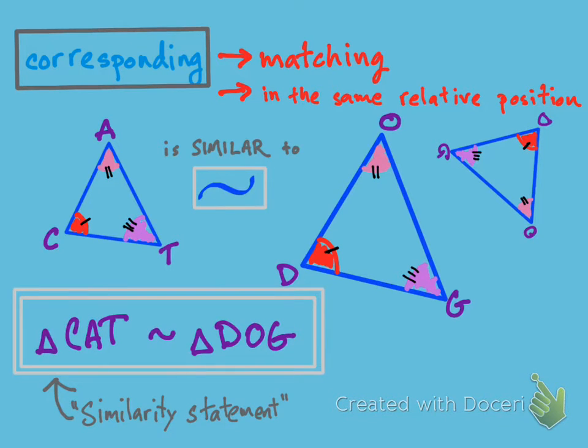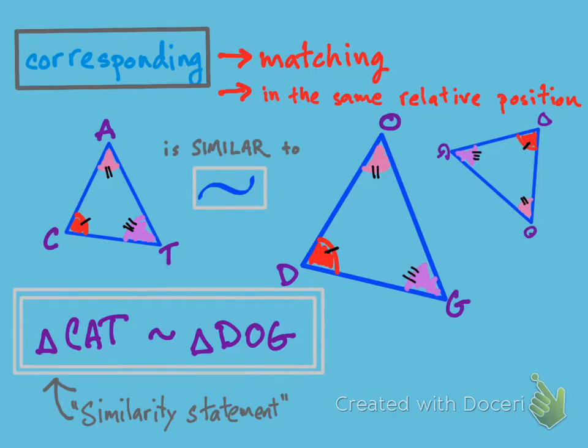It's also saying, by the order of the letters, which angles are corresponding. So when you see CAT and DOG, that means that angle C corresponds with angle D, angle A corresponds with angle O, and angle T corresponds with angle G. All right, so there's a lot of information provided in that similarity statement.